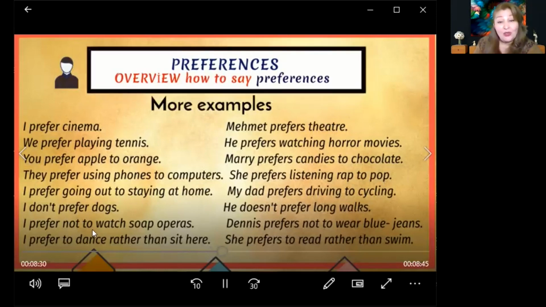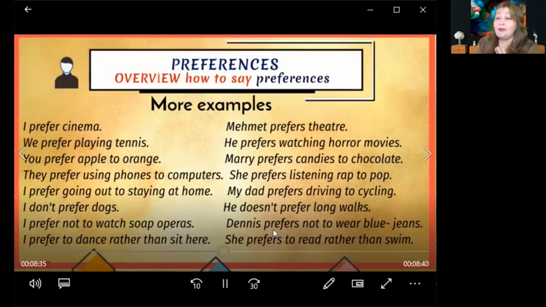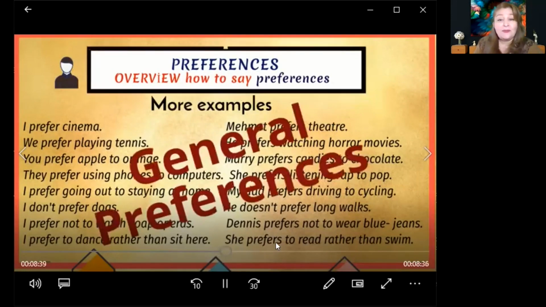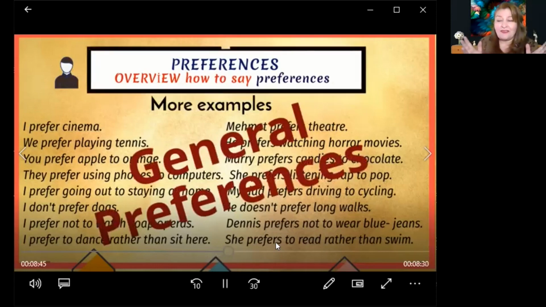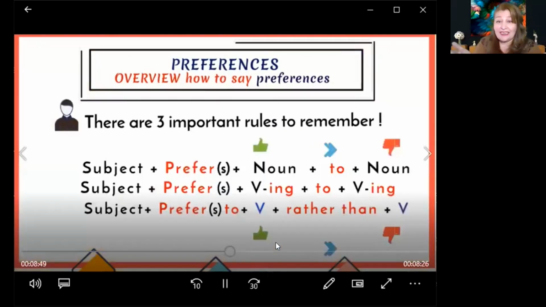I prefer not to watch soap operas. Dennis prefers not to wear blue jeans. I prefer to dance rather than sit here. She prefers to read rather than swim. Be careful. These are all general preferences. In general, they prefer these things.